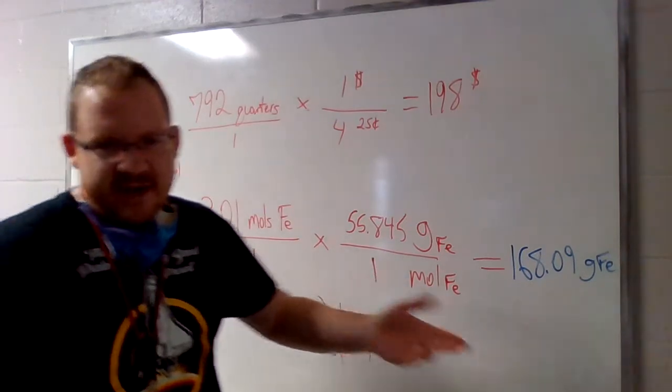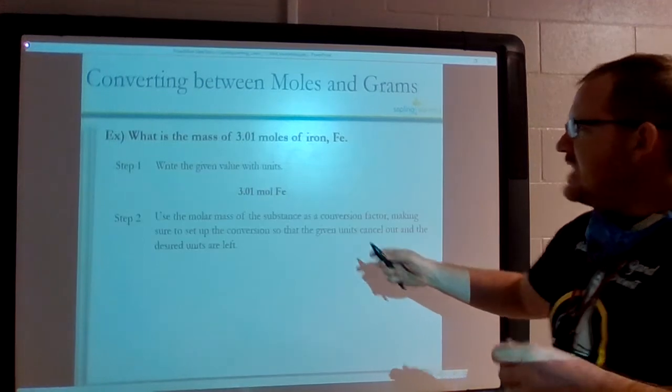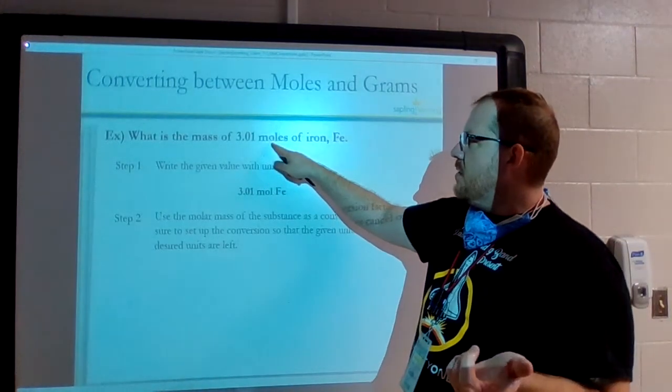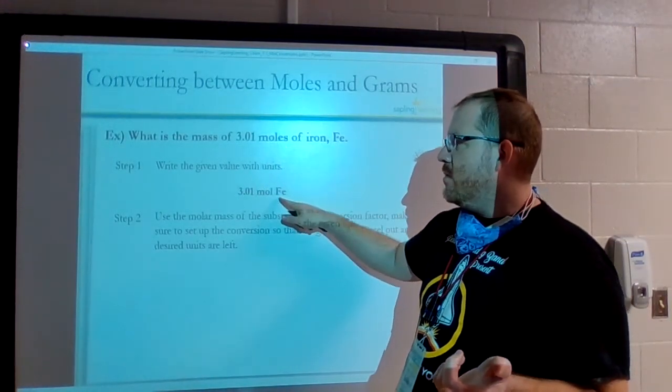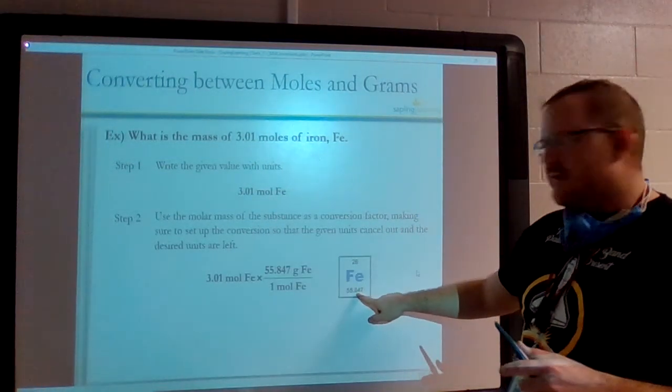So this is their example problem. Let's go back to the board and see that they did it the exact same way that I did it. What's the given mass that they gave me? They gave me 3.01 moles of iron. That's my given value with units. What is the molar mass for iron? I get it right off the periodic table.